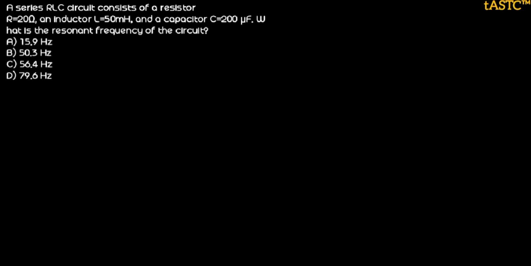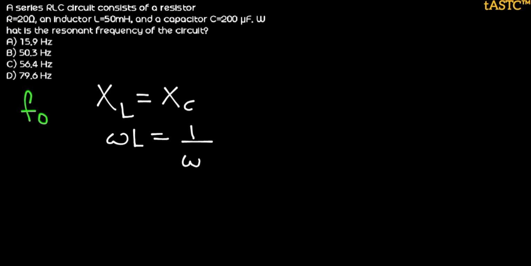A series RLC circuit consists of a resistor of 20 ohms, an inductor of 50 millihenries, and a capacitor of 200 microfarads. So we are asked to find what is going to be the resonant frequency. Now, what is resonant frequency? Resonant frequency is always represented as f sub 0. That is the frequency at which the inductive reactance is going to be equal to the capacitive reactance. Now, inductive reactance is omega L, and that is going to be 1 divided by omega C. Now, because we are asked to find the frequency, we need to express this a little bit further.